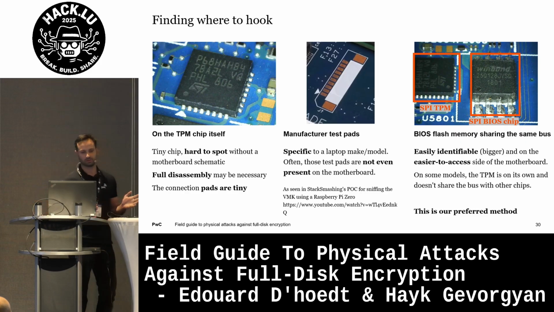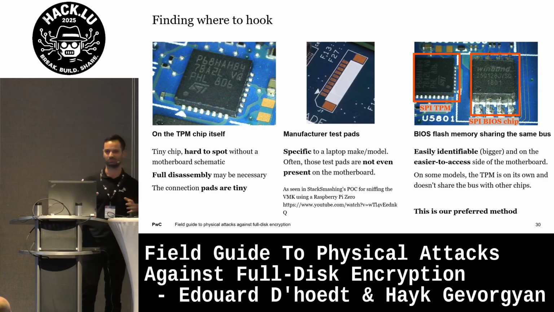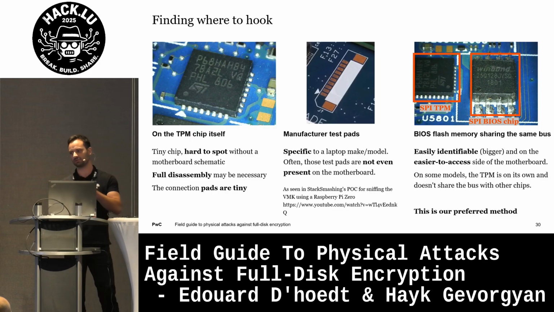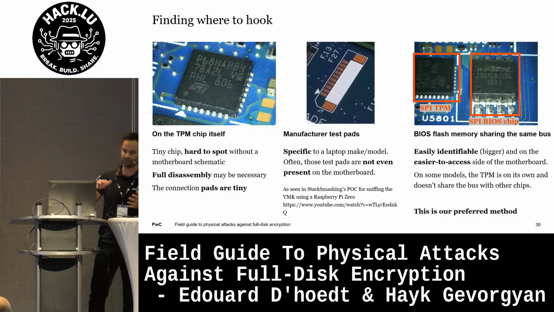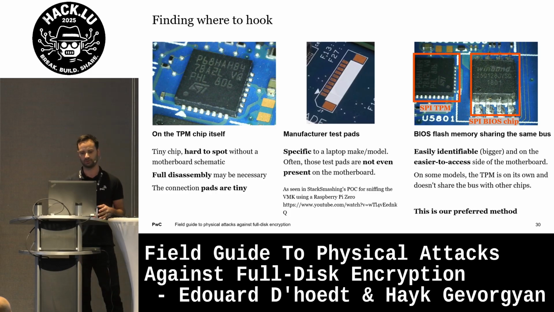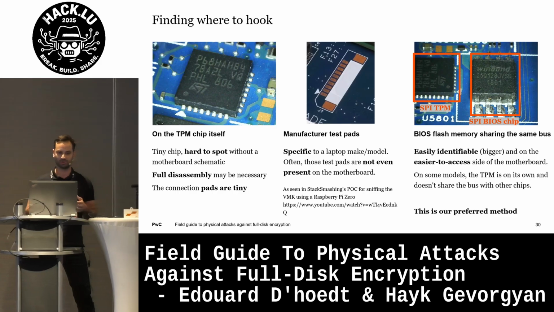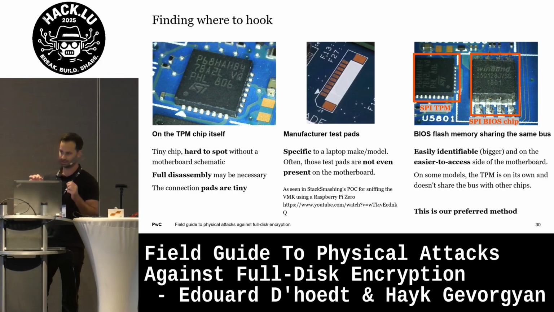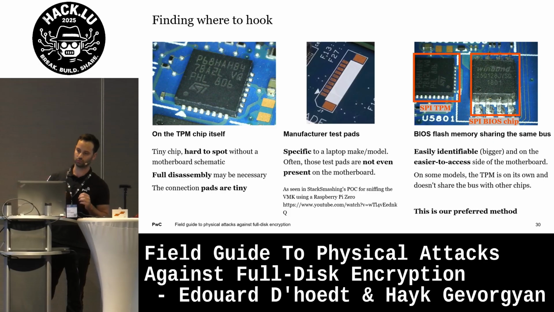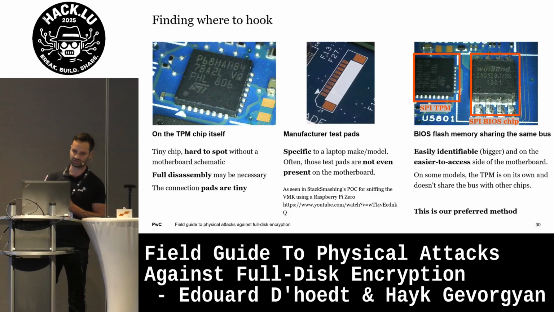The hardest way is on the TPM chip itself, but if you hook on the TPM itself, it's mostly on the, let's say, bad side of the motherboard. We have the side that's right under the cover, and we have another side that's under the keyboard. Reaching the side under the keyboard is hard. You need to disassemble the whole laptop, you may break some stuff, and the pads are really tiny and quite hard to probe on the pad of the TPM itself.